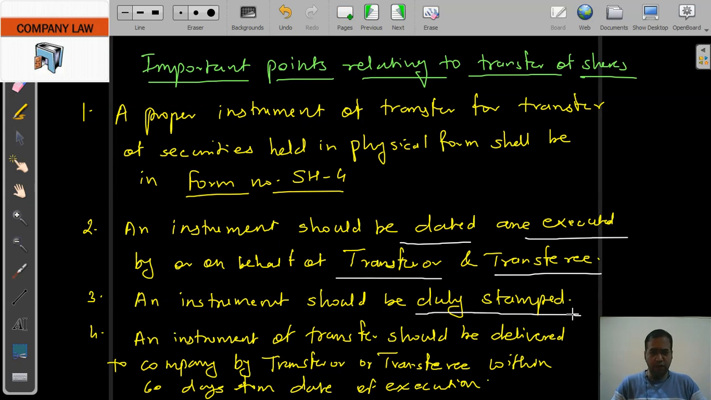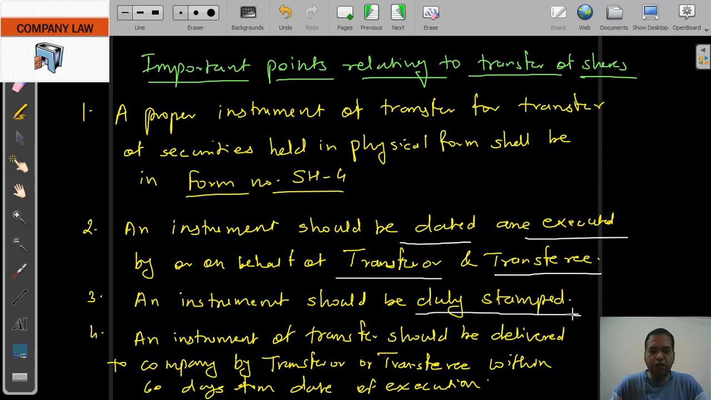0.25 paisa per 100 rupees of shares. Okay, that is the stamp duty which is made applicable for transfer of securities. If it is a gift deed, if there is no consideration involved, then the market value of the shares should be taken into consideration, and the stamp duty will be levied on the market value of the shares.